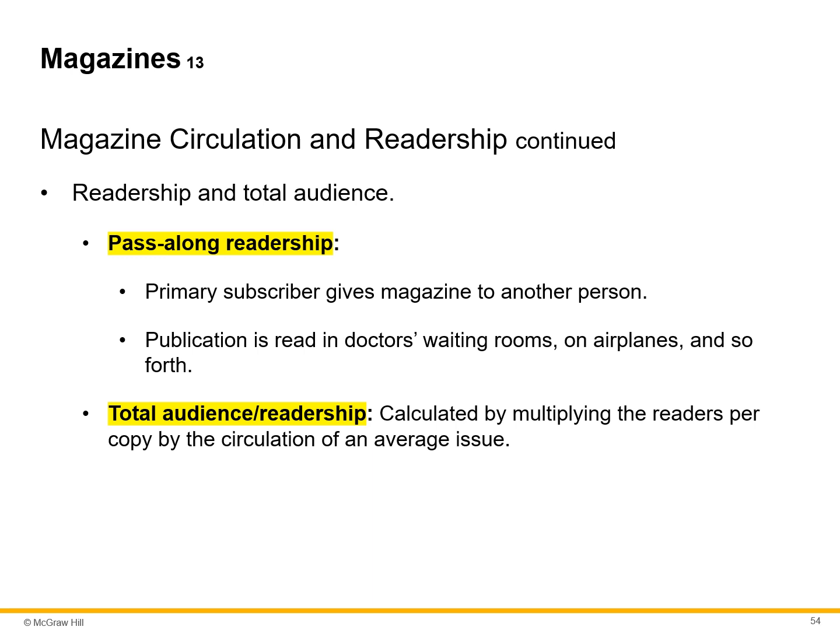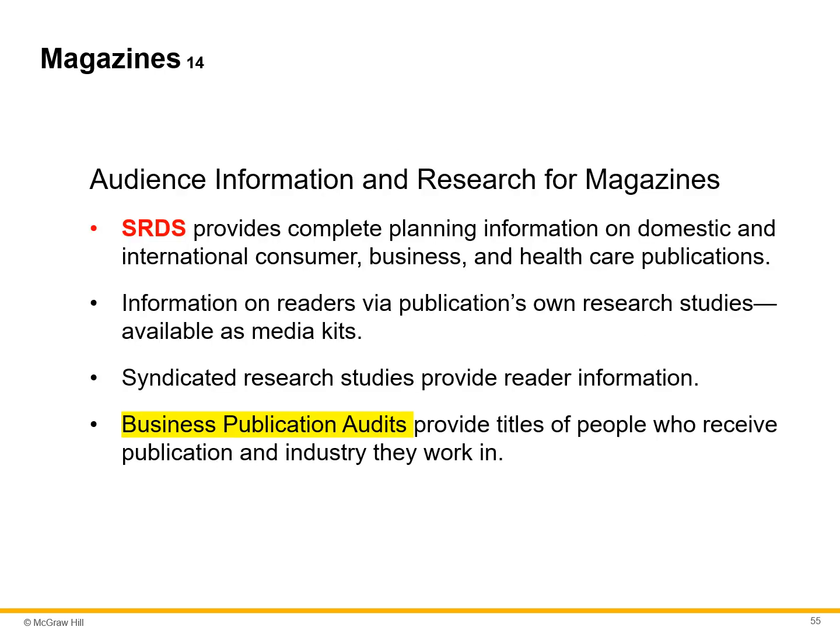Pass-along readership means not just the subscriber: the subscriber will give the magazine to another person, friends or family. Total audience readership: you multiply the readers per copy by the circulation of the average issue. Normally, each copy is probably read by 3, 5, or 7 people. SRDS provides audience information and research for magazines.